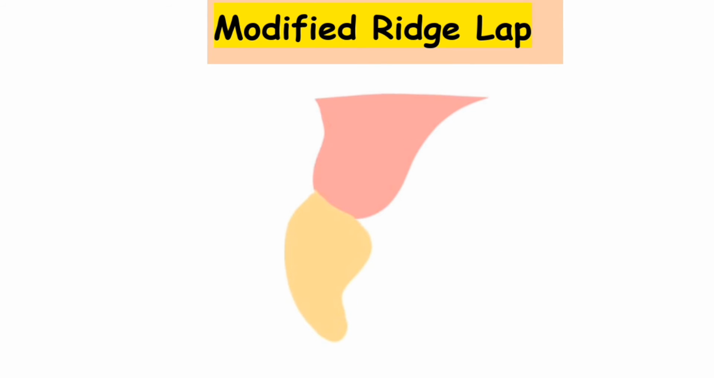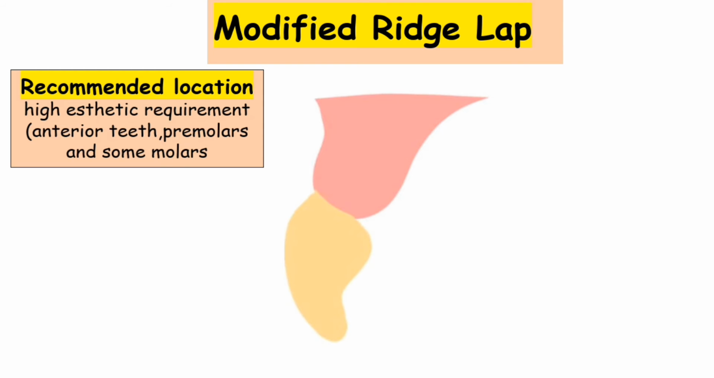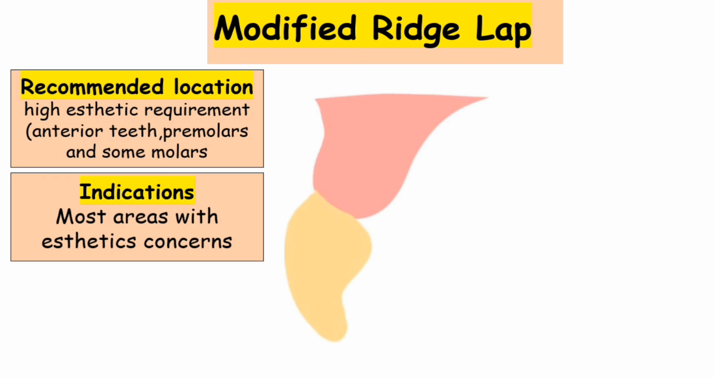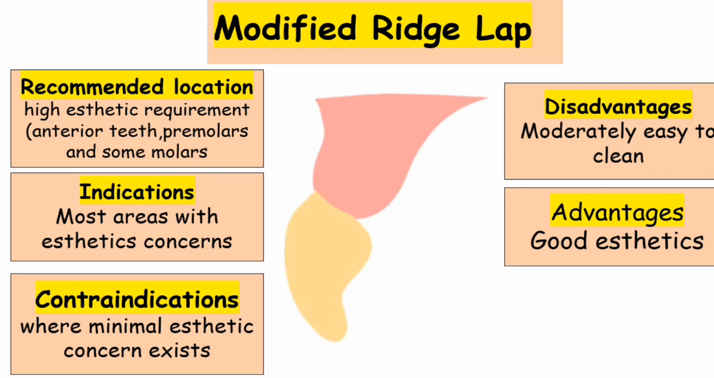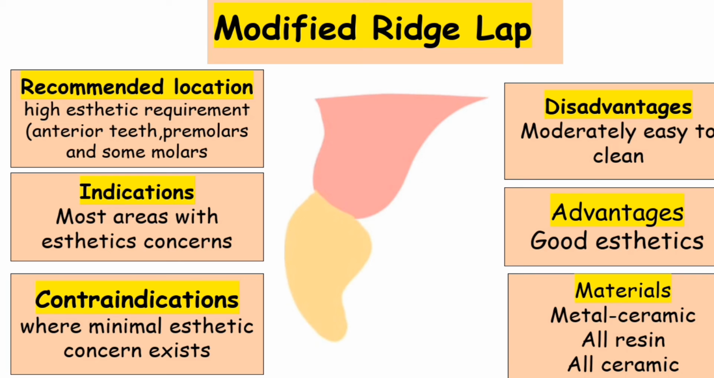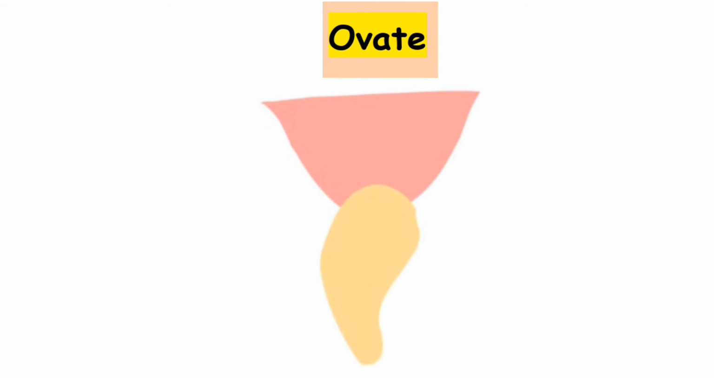The other type is modified ridge lap, and it is one type of Pontic that is in contact with mucosa. It is recommended usually in high aesthetic requirements like anterior teeth, premolars, and some molars. The indication is good aesthetic concerns. Contraindications: where minimal aesthetic concern exists. Disadvantages: it is moderately easy to clean, and the advantage is good aesthetics. The materials used for this type of Pontic fabrication are metal ceramic, or we can use all resin or all ceramic.